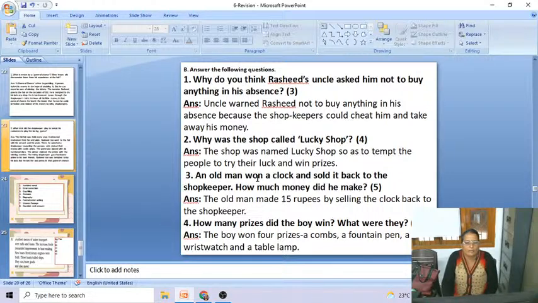Number 3, an old man bought a clock and sold it back to the shopkeeper. How much money did he make? You know the story, you just recollect the story in your mind so that you will be able to understand. The old man made 15 rupees by selling the clock back to the shopkeeper. Because you know that the shopkeeper has purchased it with 15 rupees more than the price of it, right? So the 15 rupees is the advantage for the old man.